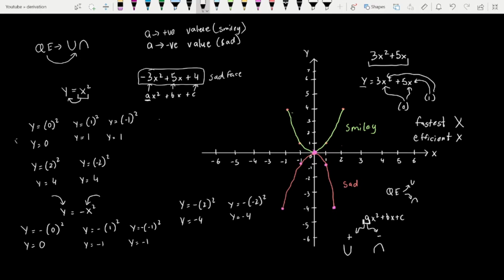So you can basically judge if a quadratic equation is going to have a smiley face or a sad face by just looking at the equation. You don't even have to draw a graph. If you just look at the sign of this a value, then you can judge if it's going to be a smiley face or a sad face.